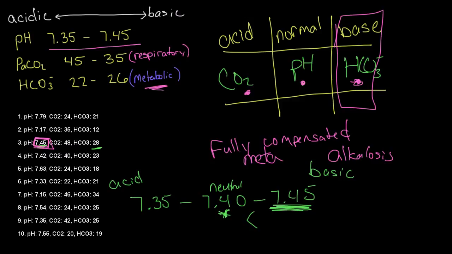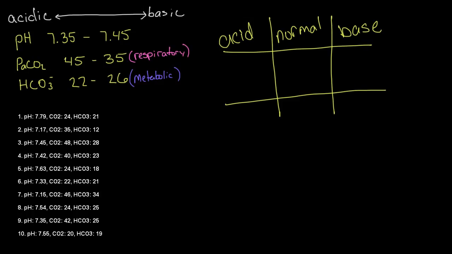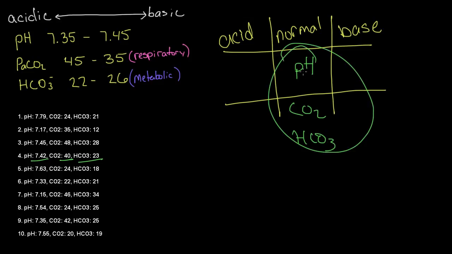So let's go ahead and get rid of this stuff here and do a couple more. Okay, so number 4, our pH is 7.42. This is normal, so pH goes in the normal column. CO2 is 40. This is also normal, so we write down our CO2 in the normal column. And our bicarbonate, 23, is also normal, so it just kind of goes down here. In this case, since all of our values are normal, this ABG is normal.